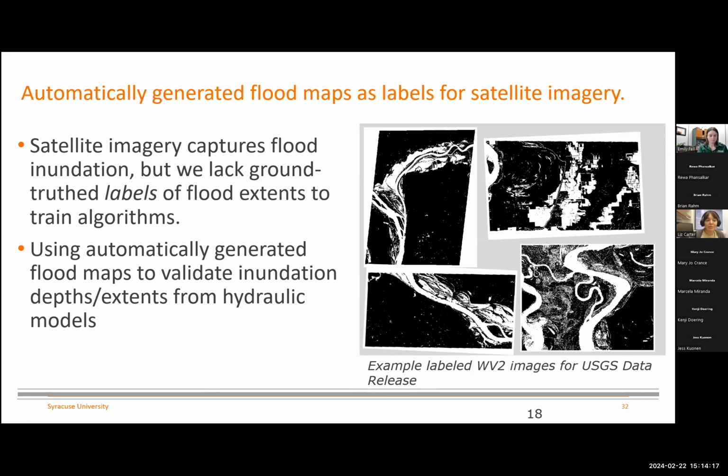So our satellite imagery is giving us lots of good data that could be translated into information about flood extents. But because we don't have labels or really good maps of actual flood extents to train these algorithms, we can't extract that information from satellite imagery. So I'm hoping to be able to use some of our automatically generated flood maps. Though they are small, they will hopefully be accurate and mighty so that we can start to detect inundation in urban contexts in satellite imagery.